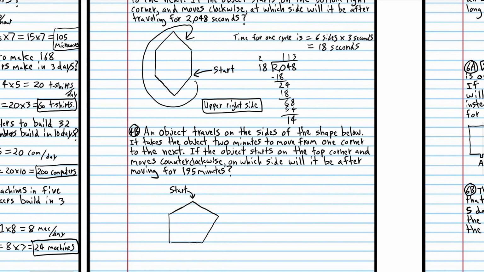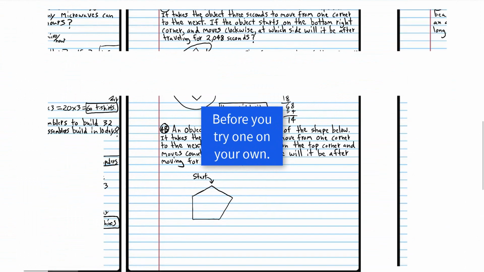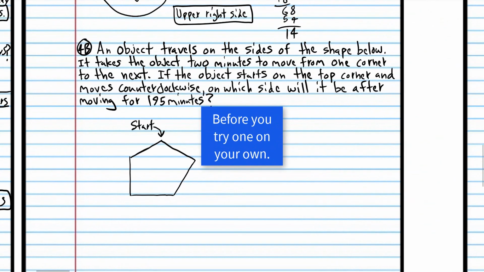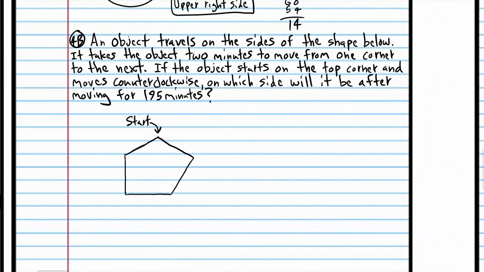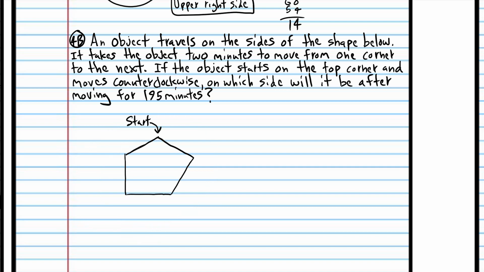All right. So I know that's a lot to think about, but we're going to do one more of those. This is the same problem, but you're starting on the top here, and you're going counterclockwise. So you're going in this rotation. And we're doing, let's see, 2 minutes to move from one corner to the next.